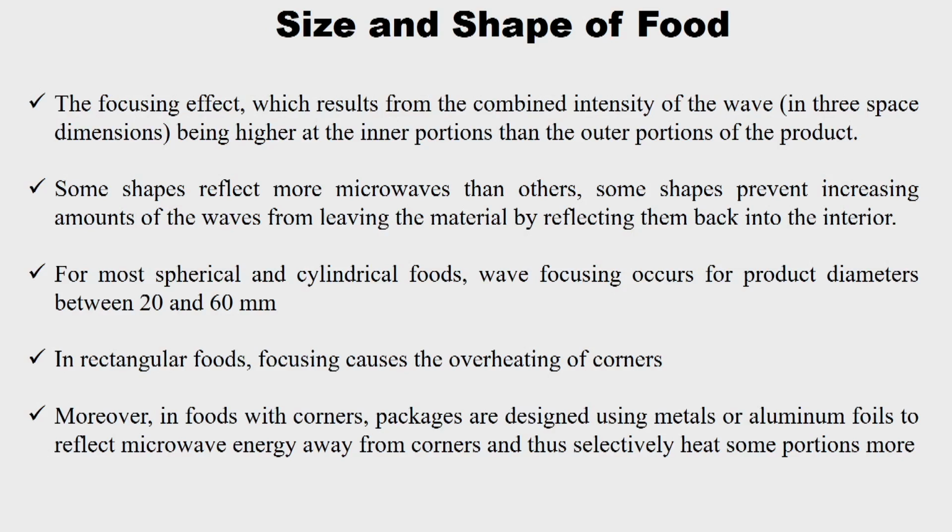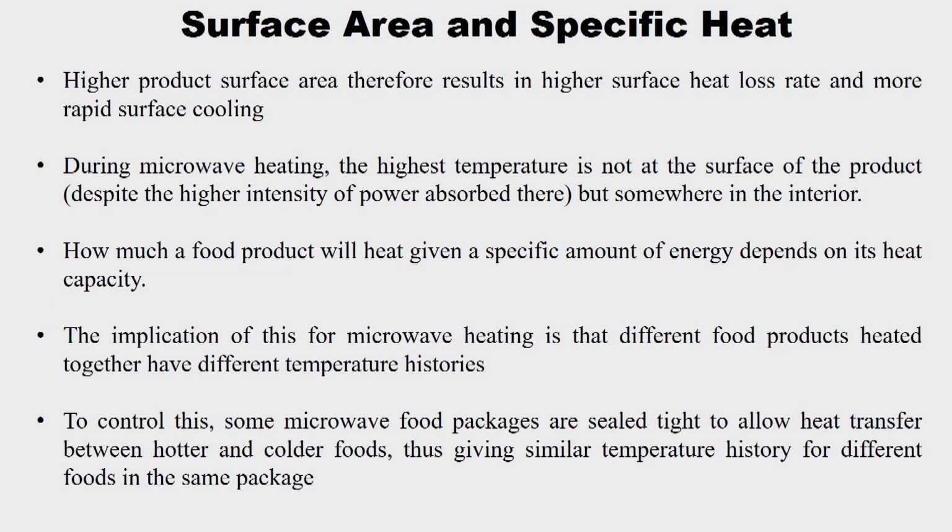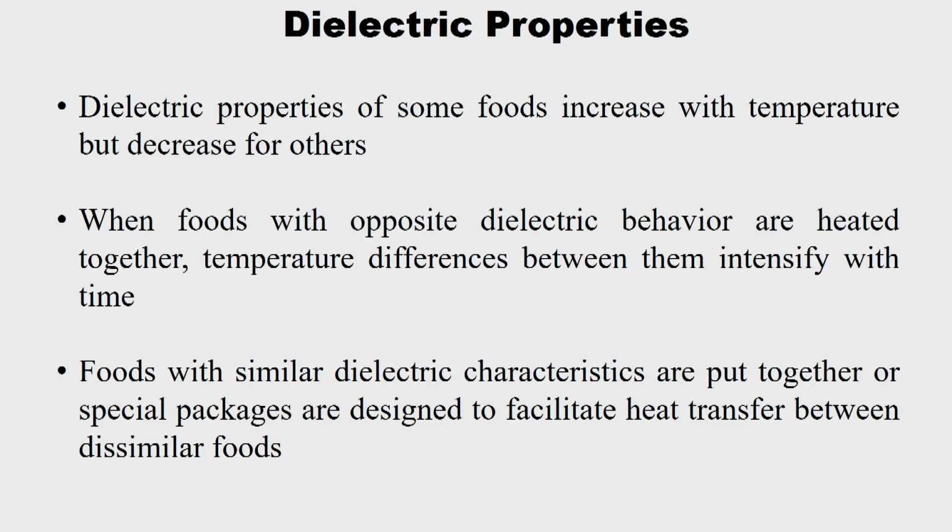So, whether it is a cylindrical shape or rectangular shape, or whether it is a thick product or thin product, all comes under the size and shape of the food. And surface area also matters, and specific heat also matters. Specific heat is nothing but the capacity to withhold heat, and surface area matters because, as we just have seen, since it is a volumetric phenomenon, the heating at the surface would be lower than the heating at the internal part. So, that also affects your heating profile.